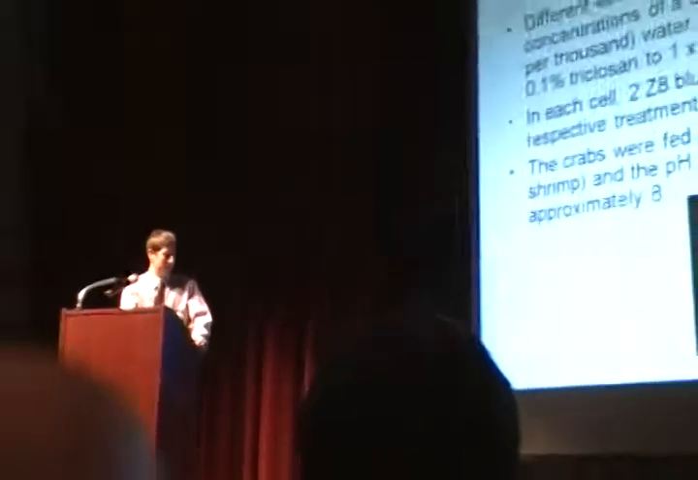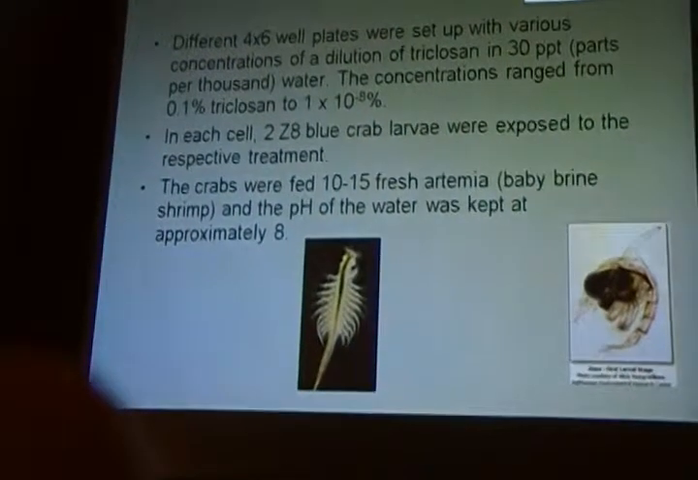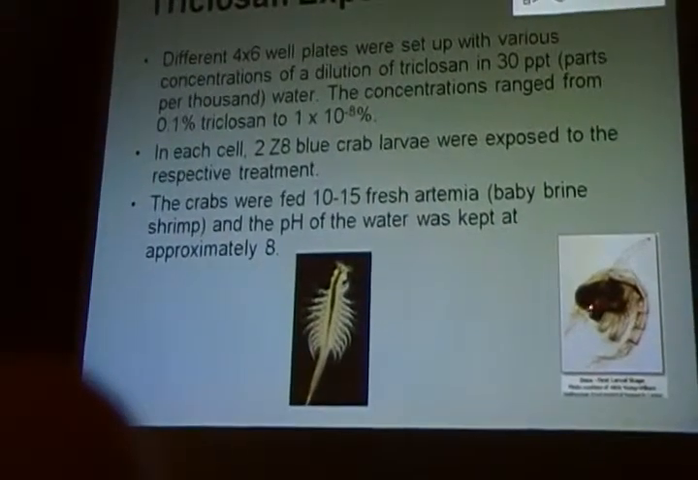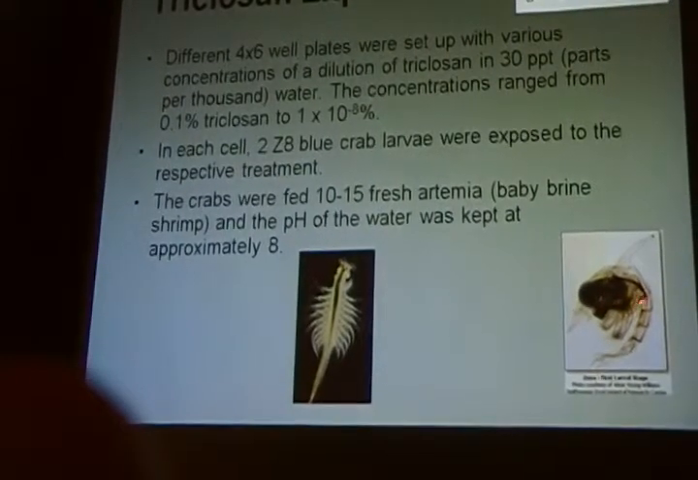In each cell, 2 Z8 blue crab larvae were exposed to the treatment. The crabs were fed 10 to 15 fresh Artemia, or baby brine shrimp, and the acidity level of the water was kept at approximately 8, which is standard for seawater. To the left is a picture of Artemia. We use it to feed the crabs. And over there is a picture of a standard Zoea crab in its late larval stage.